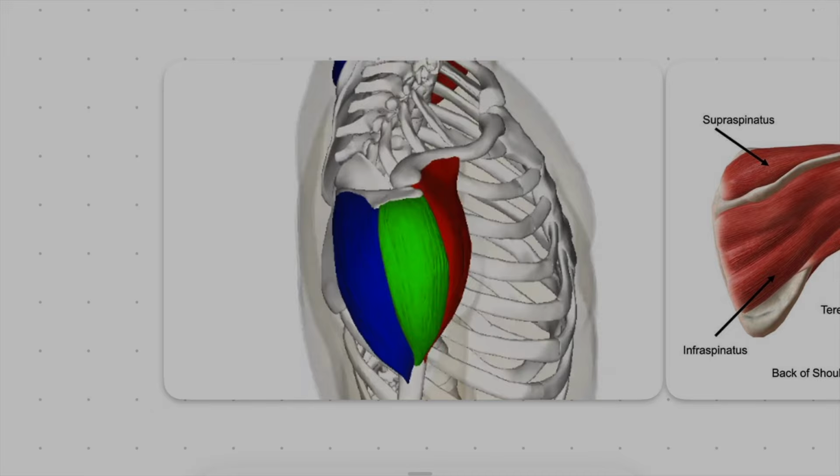Today we're going to be talking about shoulder pain. So our first step here in our shoulder anatomy is going to be breaking down the different muscles that are important for moving the shoulder.